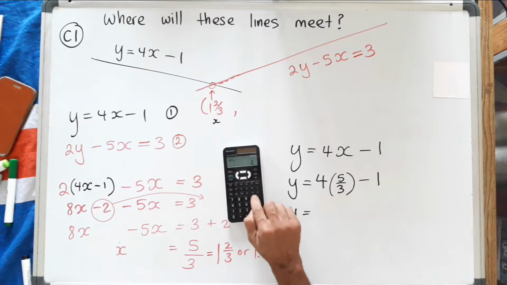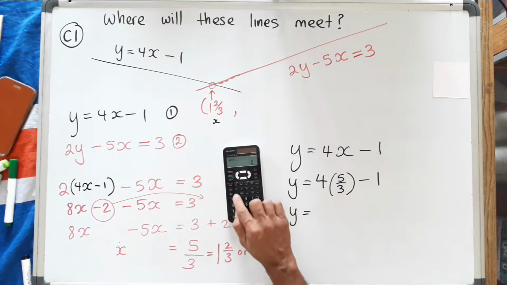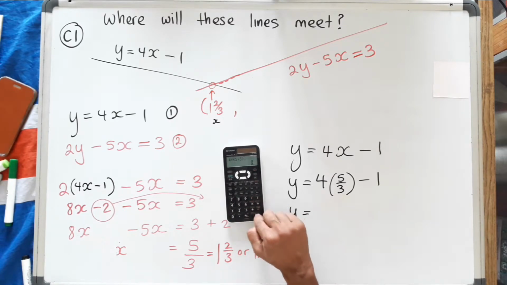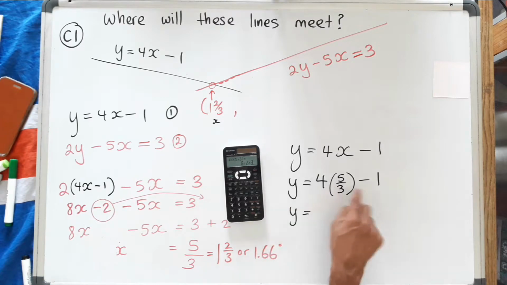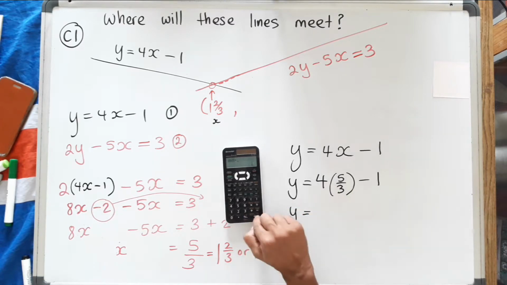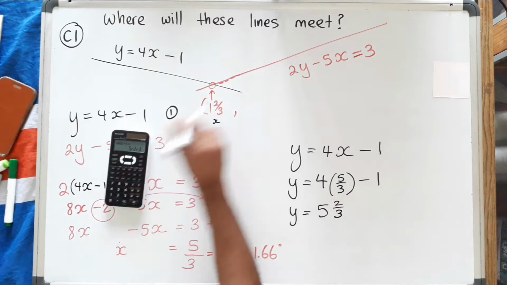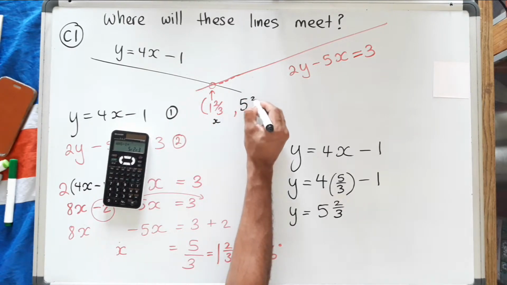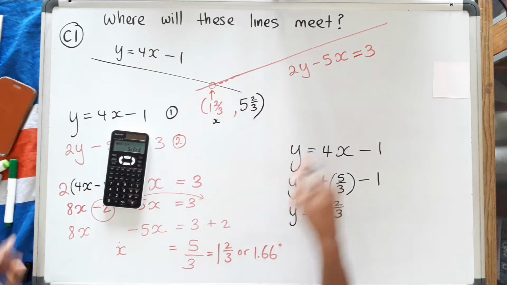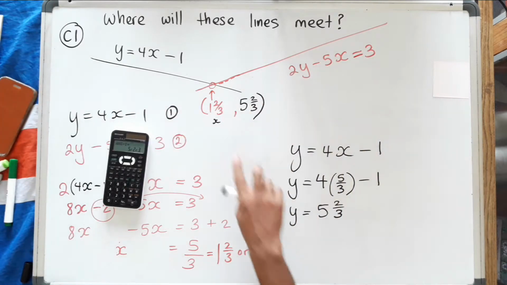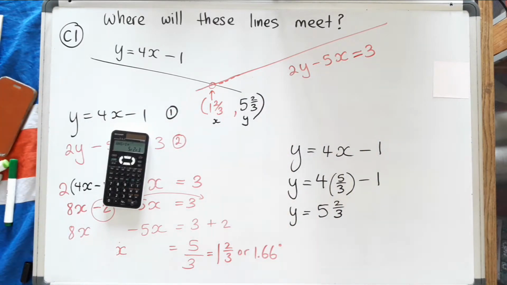4 multiplied by 5/3. And the answer I get, I'm going to minus 1. And when we work out this entire thing here, we get 5 and 2/3. So my y coordinate is 5 and 2/3. So when these two lines extend, they will meet at these two coordinates, the x and y coordinates here.